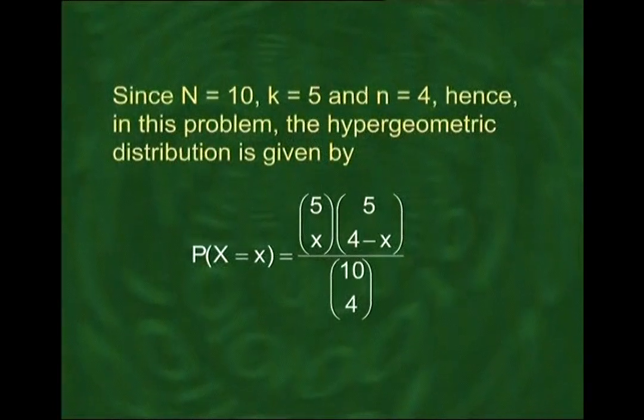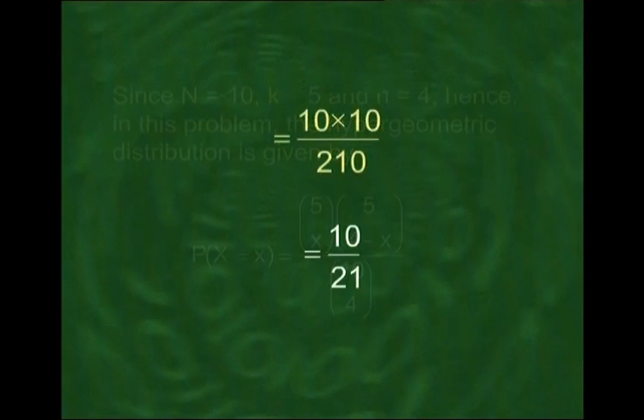So substituting the value x equal to 2 in the formula that I just presented to you, we obtain, as you now see on the slide, 5C2 multiplied by 5C4 minus 2, divided by 10C4. And solving this expression, the required probability comes out to be 10/21.